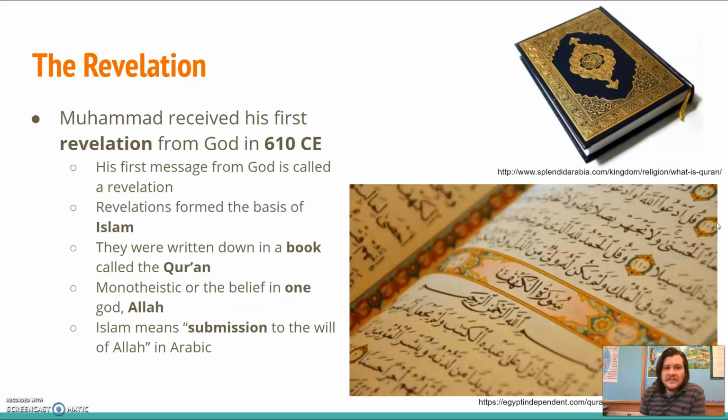The message that he received from God is often referred to as a revelation. So he received his first revelation from God in 610 CE. Those revelations that Muhammad received formed the basis of Islam. They were all written down in a book called the Quran. And Muhammad held that monotheistic belief in one God, which the Arabic word for God is Allah. Islam means submission to the will of Allah in Arabic, or submission to the will of God.